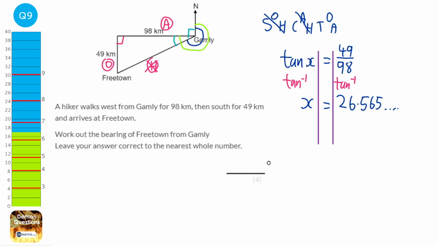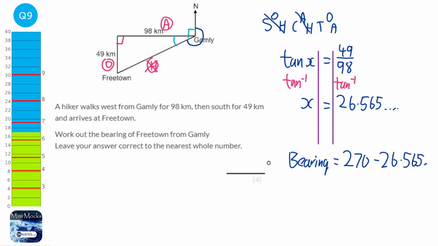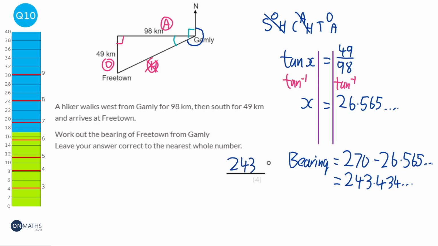Okay, so we know that the whole of the way around up until this point is 270, because we've got this 90 degree left. So what I'm going to do now is we're just going to work out the bearing. So bearing, we're just going to do 270, take away the 26.565, and that gives us 243.434. It says it wants it to the nearest whole number, so that's going to be 243.